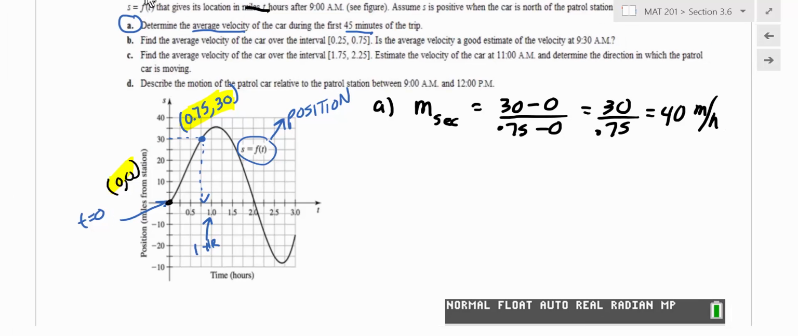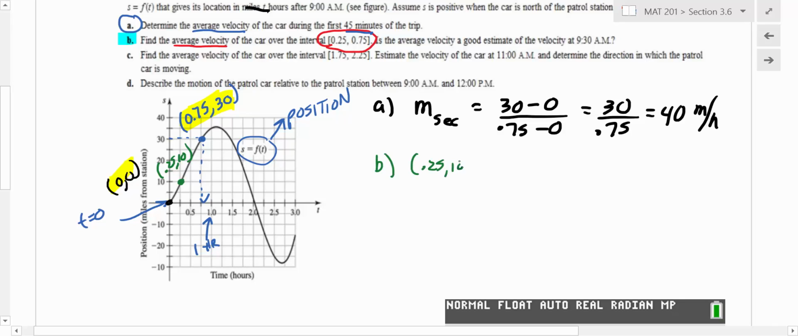Now the next thing we're going to do is look at the second part. It says find the average velocity of the car over this interval. And then we're going to see if that's a good estimate of the actual velocity at 9:30. So we need to find the points again. Let's look at 0.25. At 0.25, you're here, and it looks like that point is 0.25 and 10. Then we need to look at 0.75. We already got that: the point 0.75 and 30.